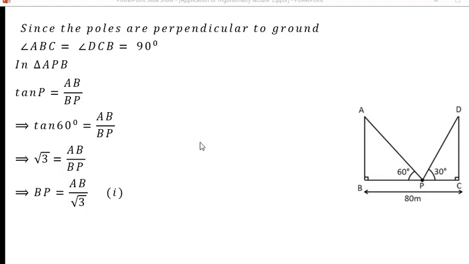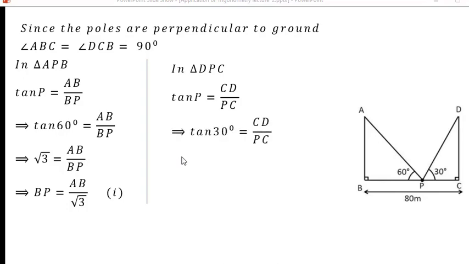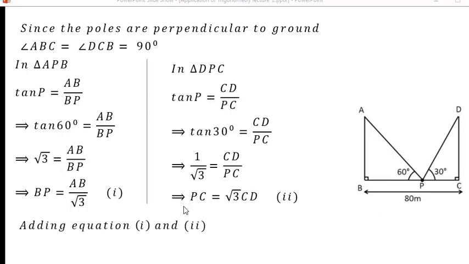Okay, now in the same way we will take triangle DPC. In triangle DPC, tan P is equal to CD upon PC. From here, tan 30 degree is CD upon PC. Now this CD and AB, they are equal. Okay, so I can replace this CD with AB. Here again the value of PC I am getting is root 3 CD. Okay, now CD and AB both are equal.